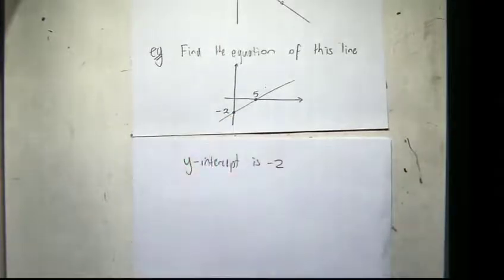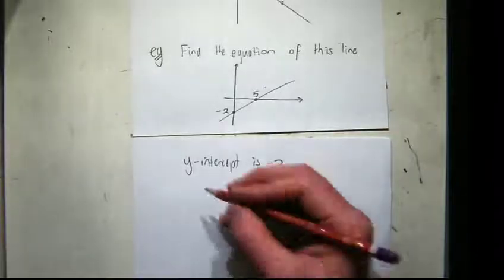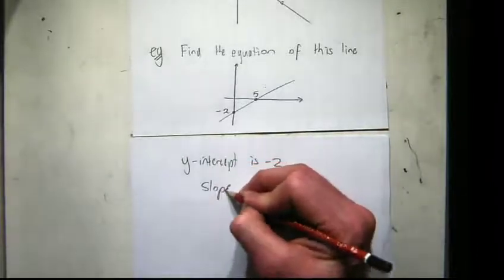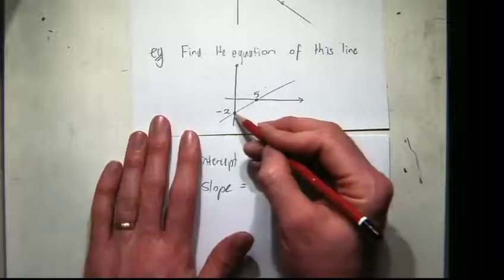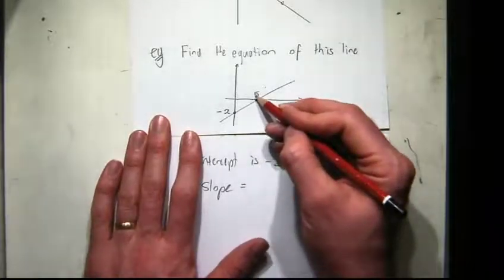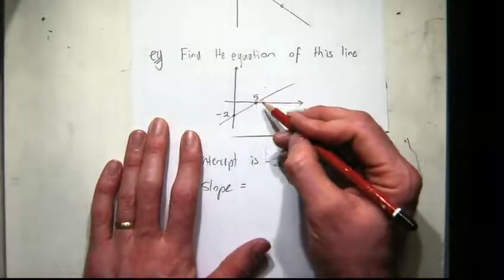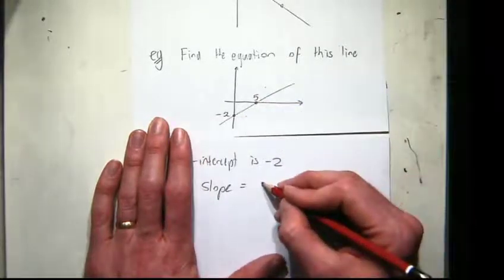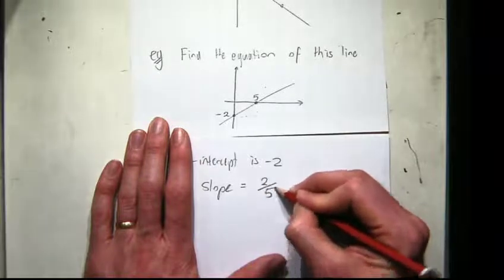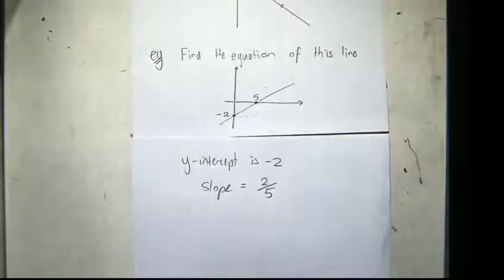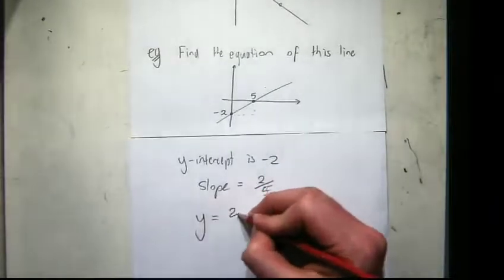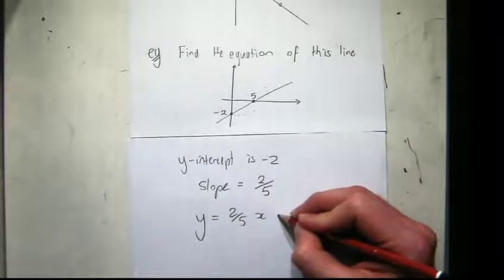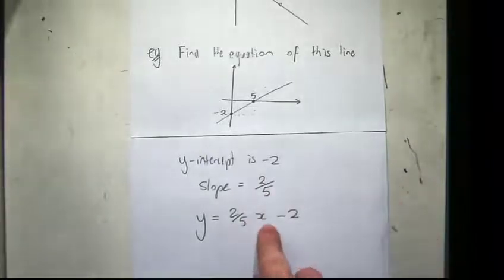And the slope is rise over run. Okay? So let's see. It goes across 5 and up 2. So if you look at this, it went across 5 and up 2. So up 2 for every 5 across. It's 2/5 is the slope. And so that means the equation is slope x plus intercept.